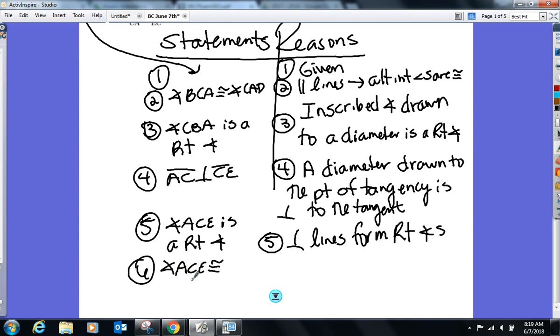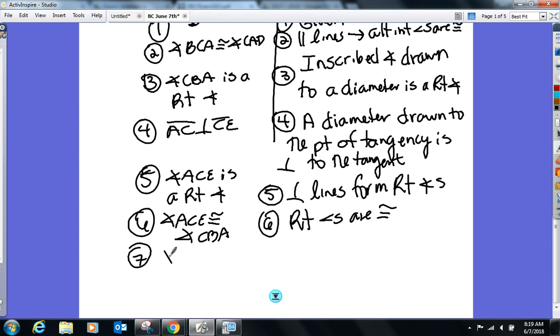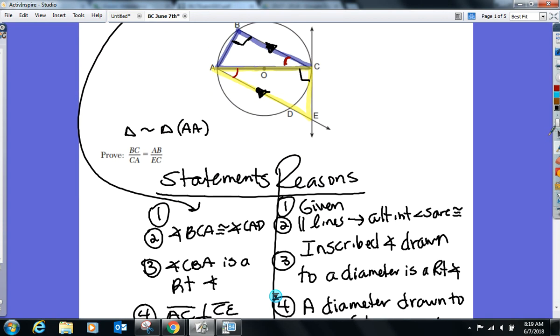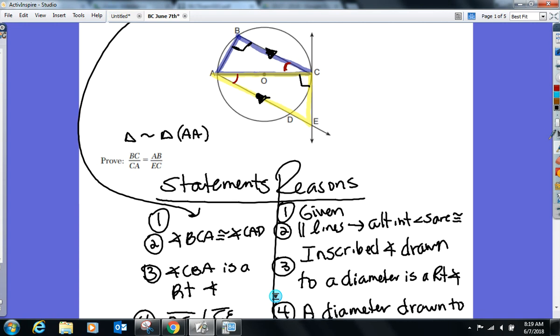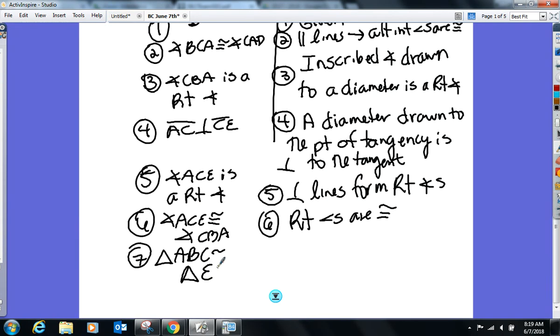Angle ACE congruent to CBA. Right angles are congruent. Do we have two pairs of angles congruent? Yes, that makes the triangles similar. So make sure we get the order right here. If I go triangle ABC similar to, let's see, if I go ABC, what do I got here? ABC and ECA. Is that correct? ECA.